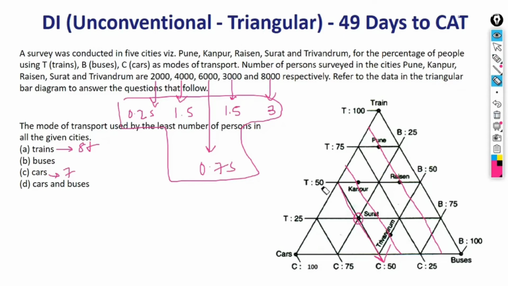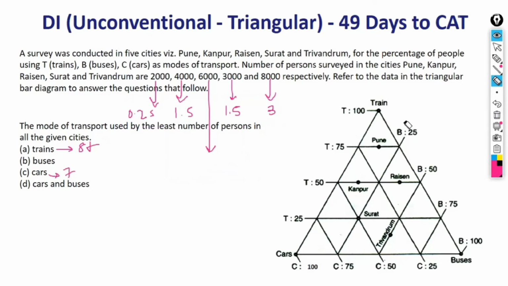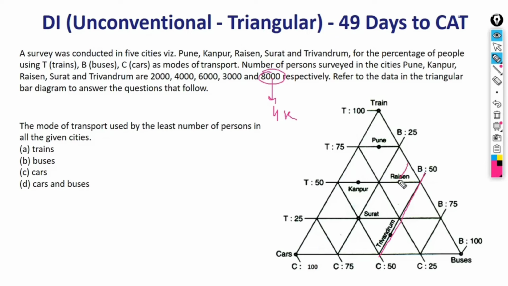Buses looks like it's going to be more than cars because we have some higher numbers here. In buses, this line represents 50, and Trivandrum, which is the highest population here, right? So 8,000 here already is in here. This line represents 50%, so Trivandrum 4,000 in one shot. Then you have 37.5% here, and there you have Raisin, which is the second most populated. So you have to take a 3 by 8 here, right? So this again becomes 2.25K, right?